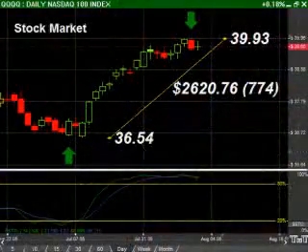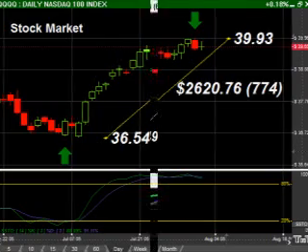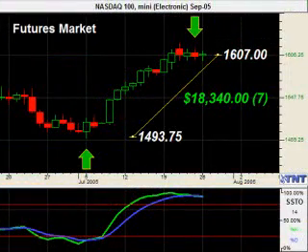$18,340 compared to $2,620 in the stock market. Same market, same investment, 2 extremely different outcomes. Yes, that was still the same 15-day trade, but it reaped almost 7 times the ROI.